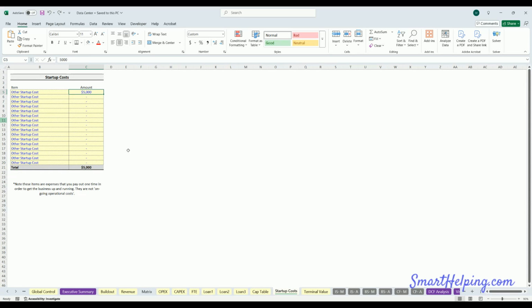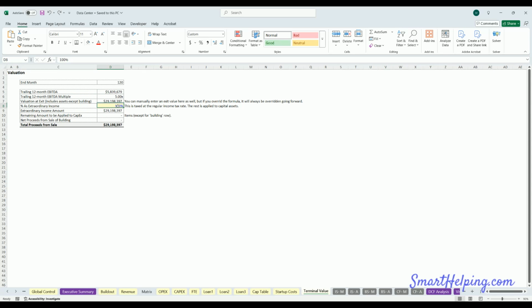Other startup costs just hit in period 0. These might be legal fees or different setup fees that have not been accounted for elsewhere. Terminal values, not super relevant. Usually I just put this at 100%. It just means how your taxes are hitting on the exit if you're including the terminal value.